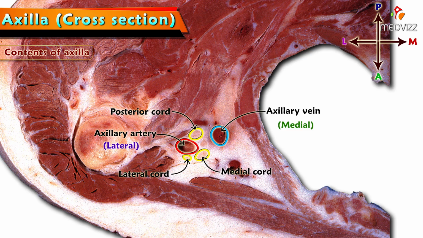It may be the radial nerve, which is a branch of posterior cord. At this point, it is difficult to say whether it is a cord or branches of brachial plexus. So this completes the demonstration of cross section through axilla. Thank you.